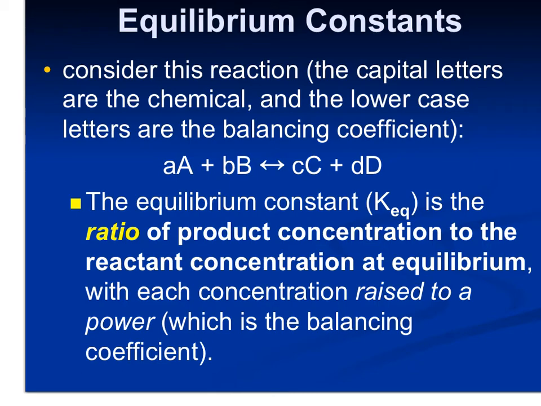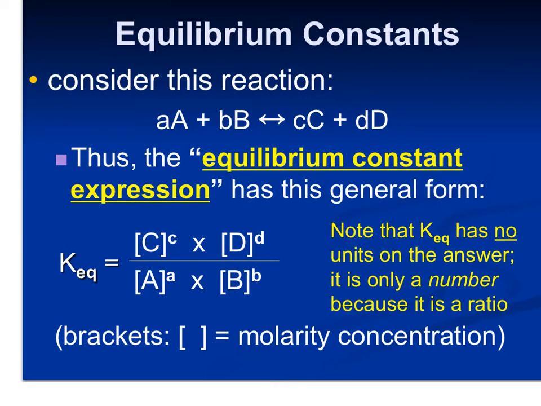So let's see how this looks. Again, we've got this equation here. The way that we would set this up is we'd put our products over our reactants to get our KEQ value. These little brackets here mean concentration. They're just a short way of saying that. Notice that you've got your chemical on the inside being raised to the power of its coefficient. One thing to note here, and you guys know that I'm a stickler for units, you'll be happy to know that KEQ has no units because it's a ratio. These units are actually canceling each other out.